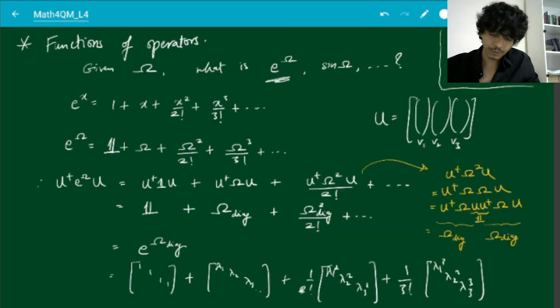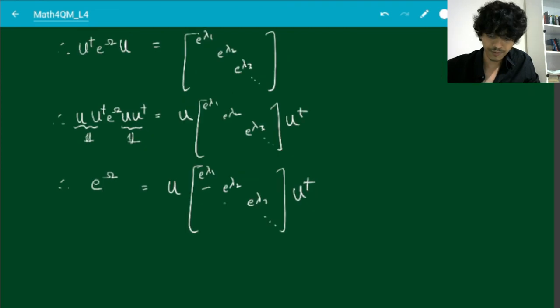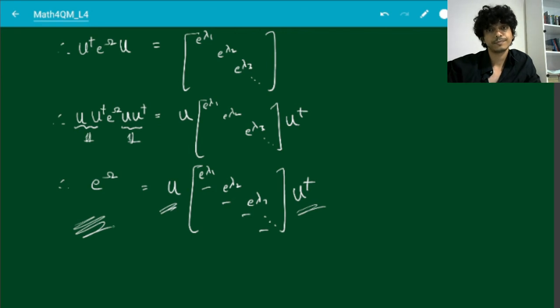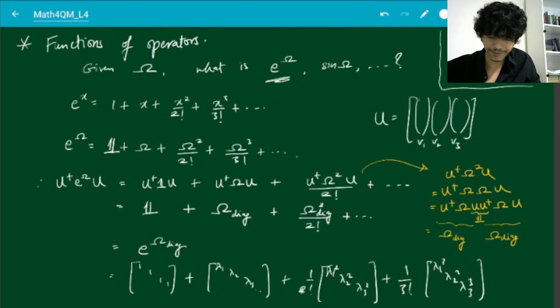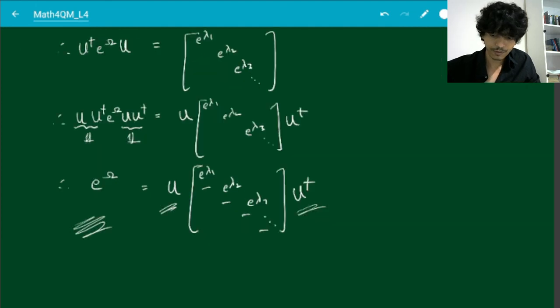So if you don't know how to calculate e to the power omega for any random matrix omega, you just calculate e to the power of its various eigenvalues and then left multiply by u, right multiply by u dagger, and that's how you get e to the power omega. Basically, it's much easier than having to find all of these infinite omega square, omega cube, omega 4 and so on. You just take e to the power of these eigenvalues and put u and u dagger on both sides.